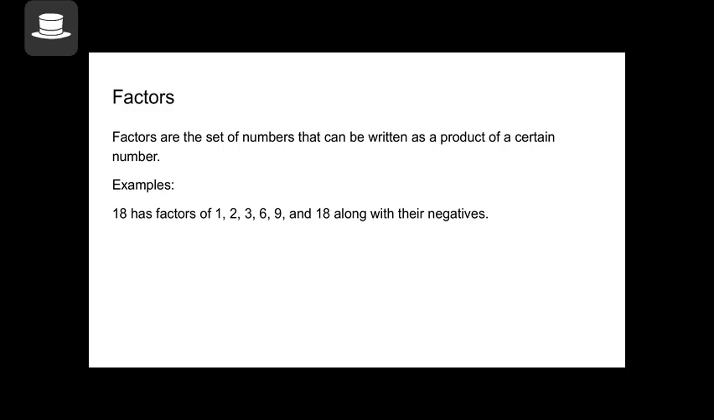And the reason that these are factors is because I could write 18 as 1 times 18. I could also say that it is 2 times 9. I could say that it's 3 times 6. So these are all factors because I could use them to multiply together and have a result of 18.